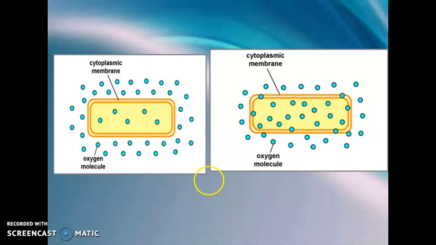So this is the cytoplasmic membrane, and this is the oxygen molecule, and this is the same picture showing the passive diffusion of the molecule. That is, here the concentration is higher, so it moves from the higher to lower concentration, and this is the net movement of the molecule, and this is an example of passive diffusion.